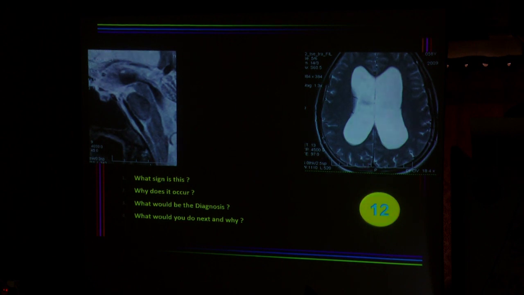What is this sign? Why does it occur? What would be the diagnosis and what would you do next and why? So what is this sign? Yeah, I heard many whispers and murmurs, but somebody can speak out loudly. What is this sign? Yeah, this is a CSF flow void sign.